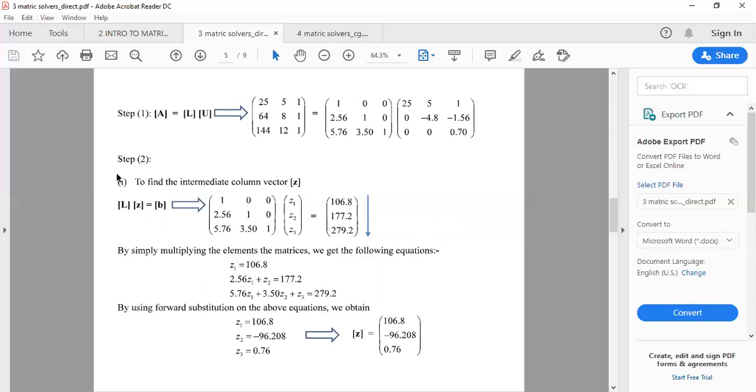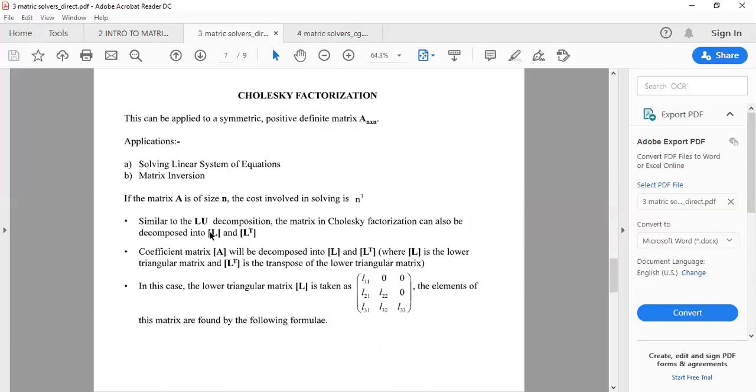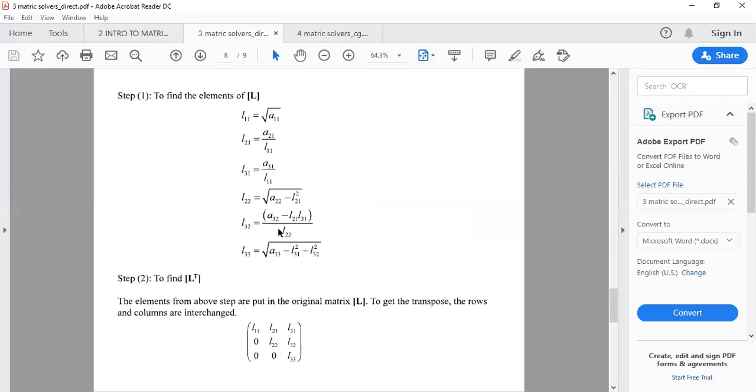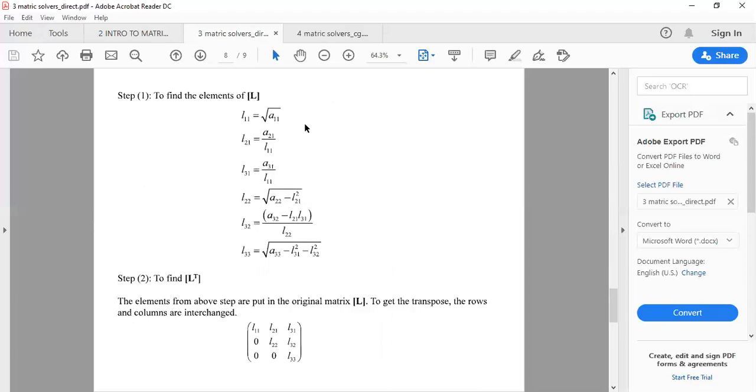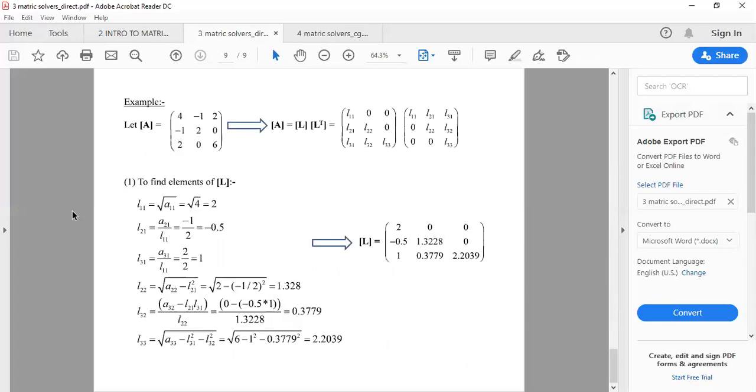But in the case of Cholesky decomposition, after decomposing, the U matrix is nothing but the transpose of L. All the matrix operations are done in that perspective. So that is Cholesky factorization. These are the matrix steps involved for Cholesky factorization. And this is an example. You can try this example in your notebook.